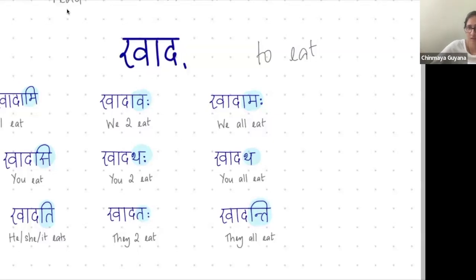Everybody who's not saying Mahapranas, you're going to get real trouble here, right? Because this is kadataha, this is kadataha. And if you cannot say the difference, we will not know if you're saying you or if you're saying they. That is why it is so, so important to get your Mahapranas correct.